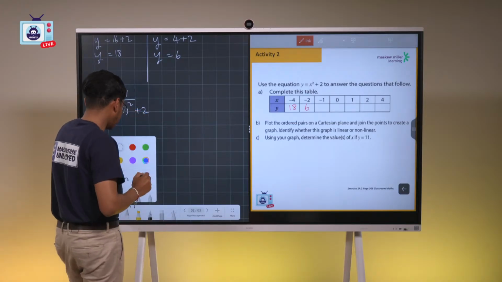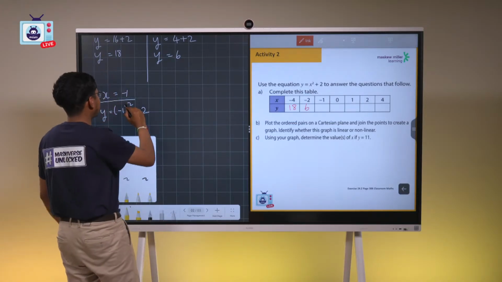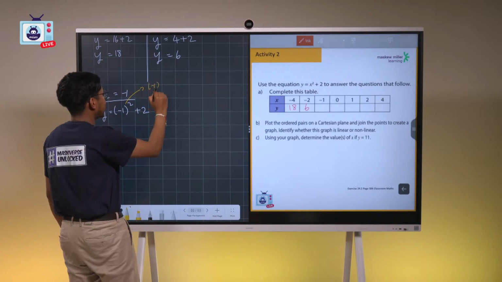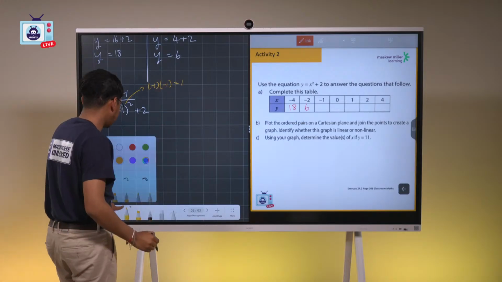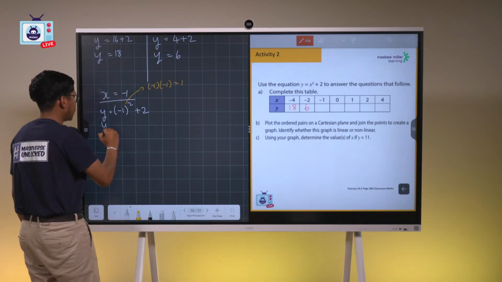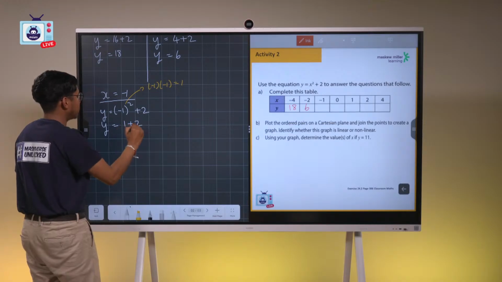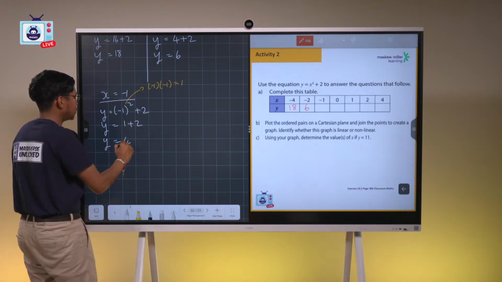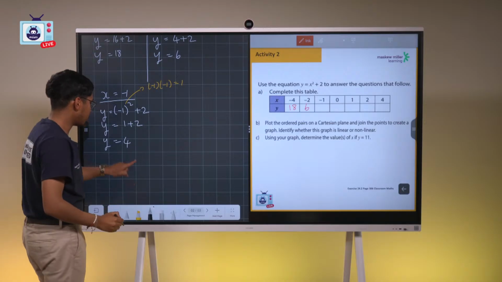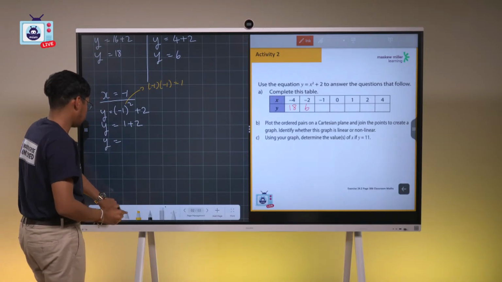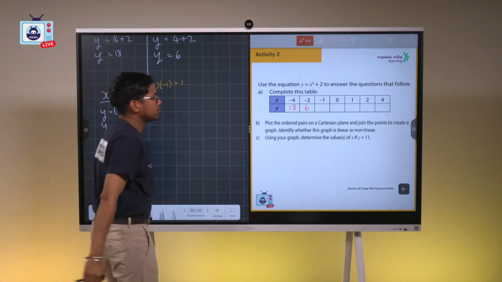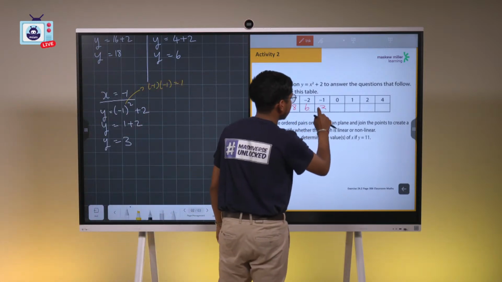Let me use a different color quickly. It means -1 times -1. So a negative and a negative is a positive. 1 times 1 is just 1. So my answer there remains 1. So y is equal to 1 plus 2, and 1 plus 2 is 3. All right. Let's put 3 there. So when x is -1, y is 3.